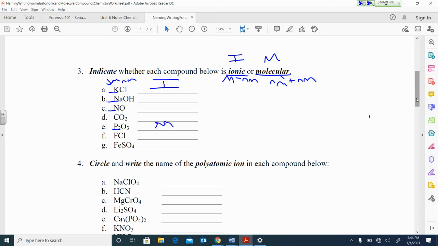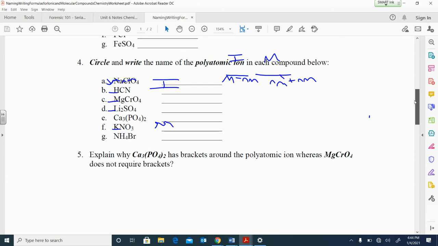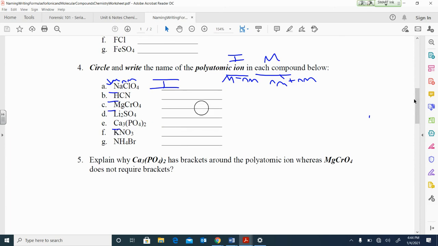There you go. That's all I'm asking you to do there, is tell me molecular or ionic. If the first element is a metal, then it's ionic. Scroll down.